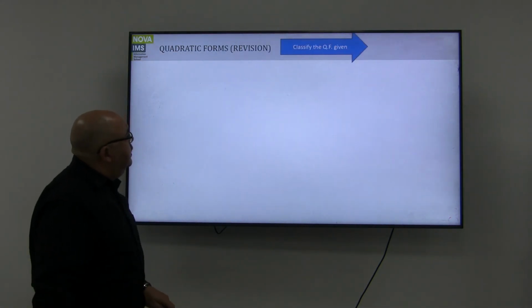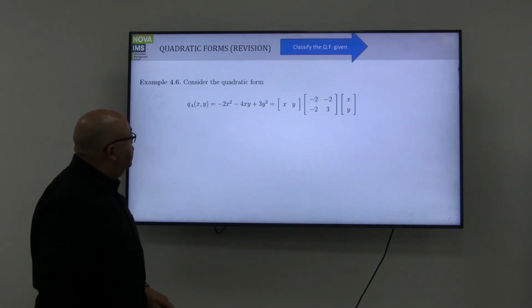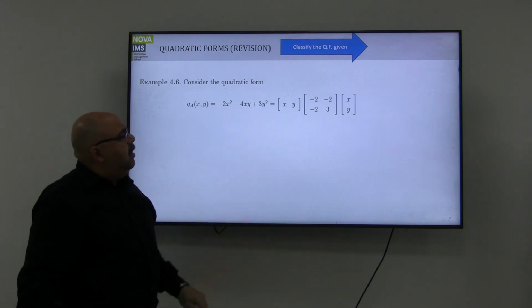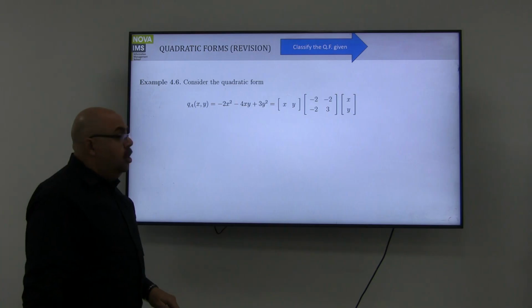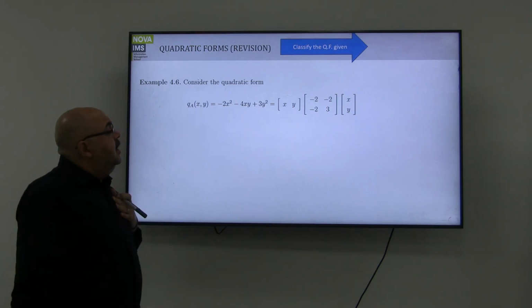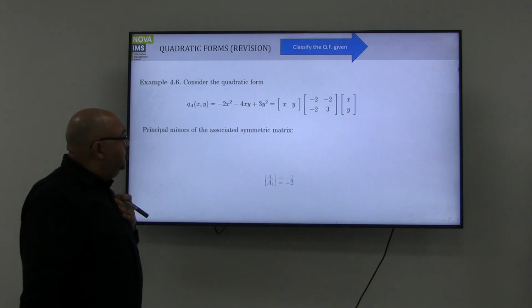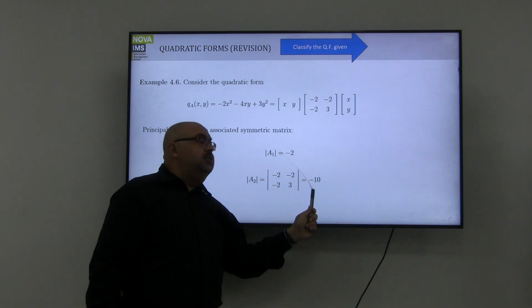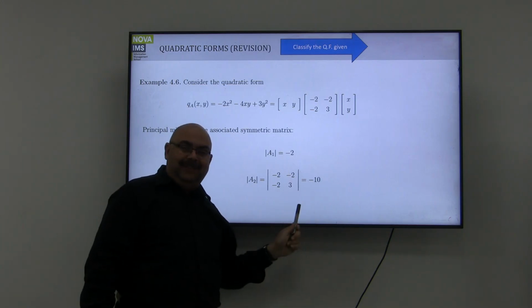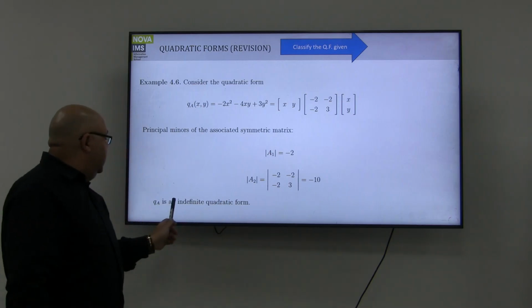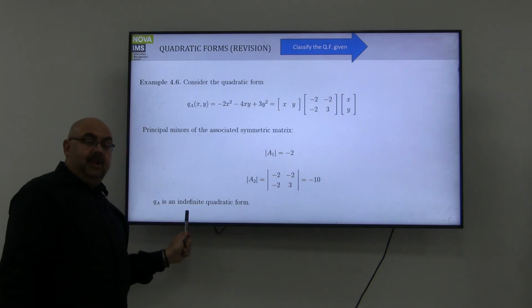Another example I wanted to give to you is negative 2x squared plus 4xy plus 3y squared. That's our quadratic form. And once more, I want to classify it. The first is negative 2, as you can see. The second is negative 10. Now the rule is broken, so it's indefinite, as you will see. It's an indefinite quadratic form.